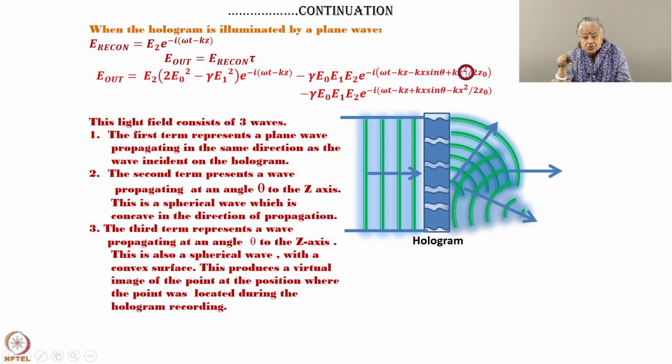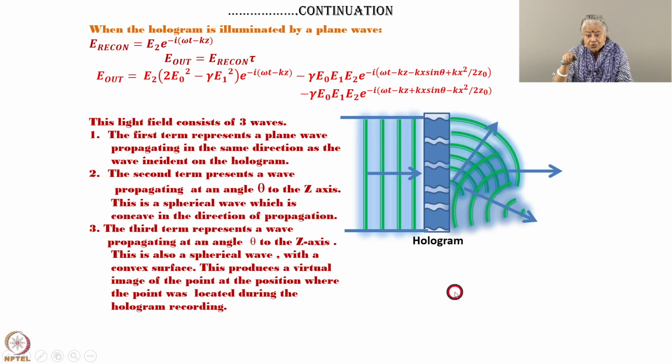The plus and the minus sign make a big difference. This one is definitely moving at an angle theta, and this is also moving at an angle theta, but one is convex and one is concave. The third term represents a wave propagating at an angle theta to the z axis. This is also a spherical wave, with a convex surface.